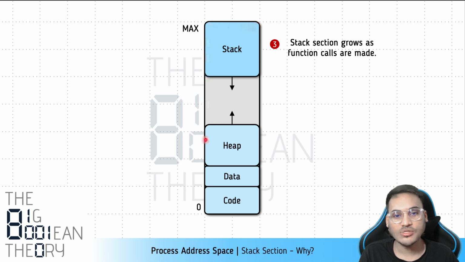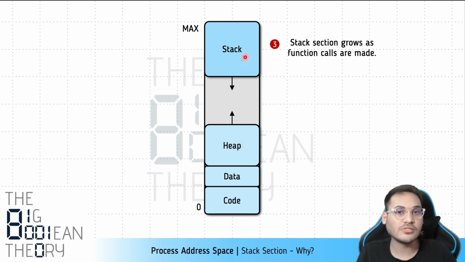Okay, the next point is that the stack section grows as function calls are made, right? As you can see in this process address space, the code section and the data section are fixed in size. They do not grow. The size is not variable. But the stack and heap sections have variable length. So the stack section and heap section grow towards each other.